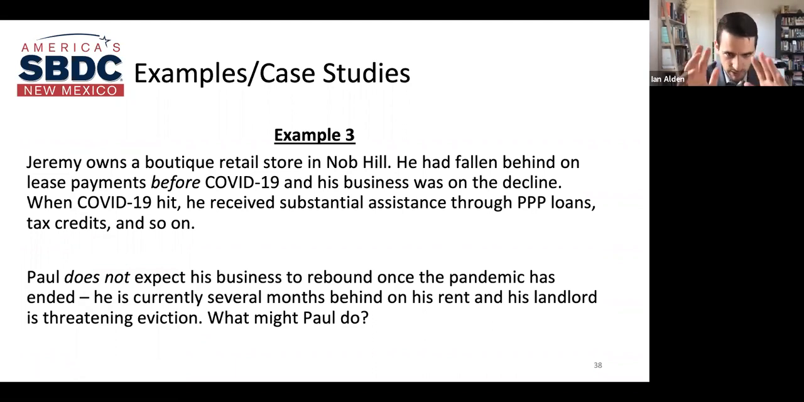Jeremy managed to keep the business going throughout COVID, but now he's in a position where the economy is rebounding, things are opening up, his business isn't rebounding. He needs some kind of relief.